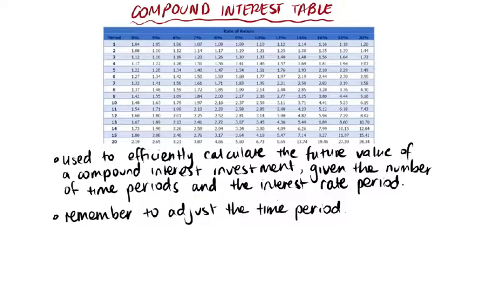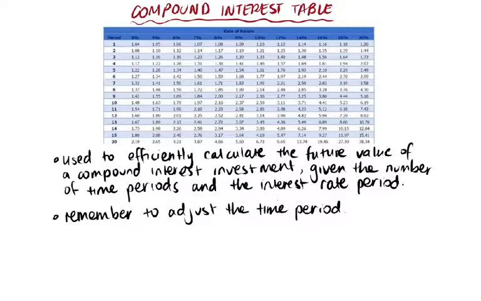In this video, we're looking at how to use a compound interest table. It is used to efficiently calculate the future value of a compound interest investment, given the number of time periods and the interest rate period. It is important to remember to adjust the time period depending on the circumstances given in the question.